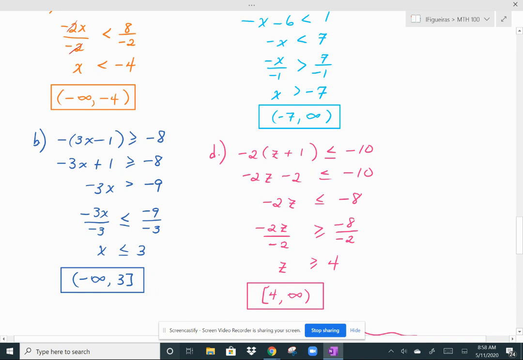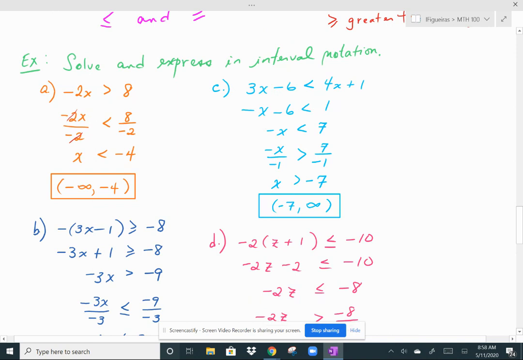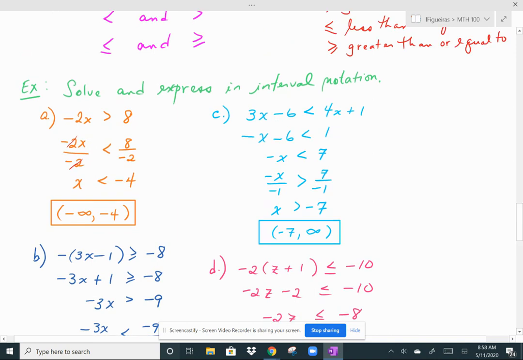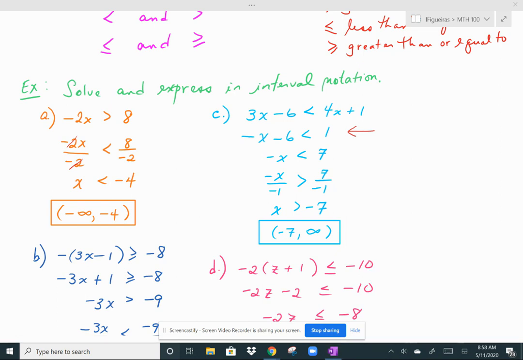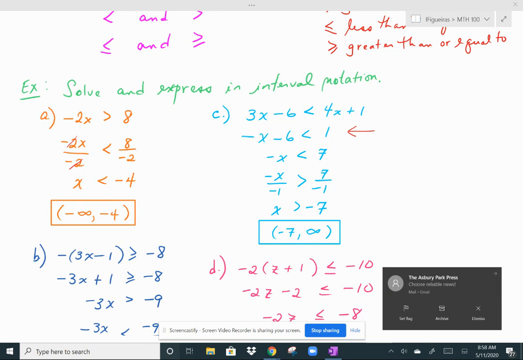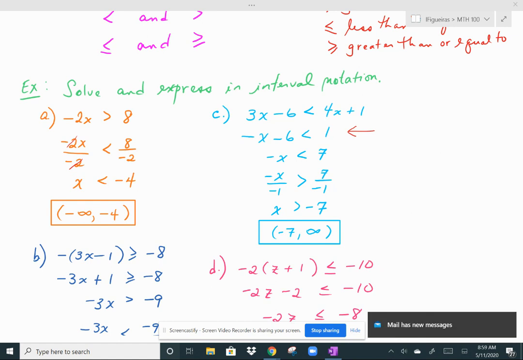Okay, let's move on. Part C here in blue. I want to solve 3x minus 6 less than 4x plus 1. So again, you want your x's on one side, your constants on the other. So I subtract 4x first from both sides. And so I get negative x minus 6 is less than 1.